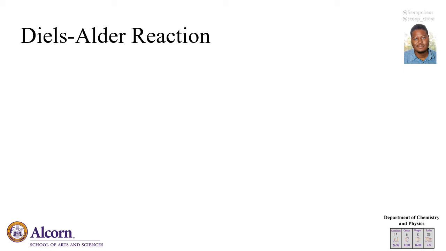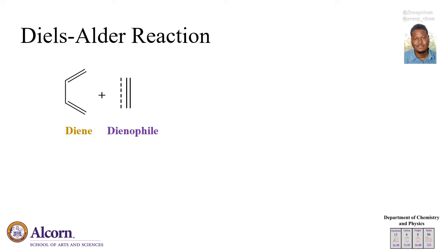All right, hello class. Let's cover the Diels Alder reaction. There are two very important partners in every Diels Alder reaction. First, there's the diene, a molecule that has two alkenes or two pi bonds. These pi bonds need to be conjugated for a Diels Alder reaction. The second partner is the dienophile.